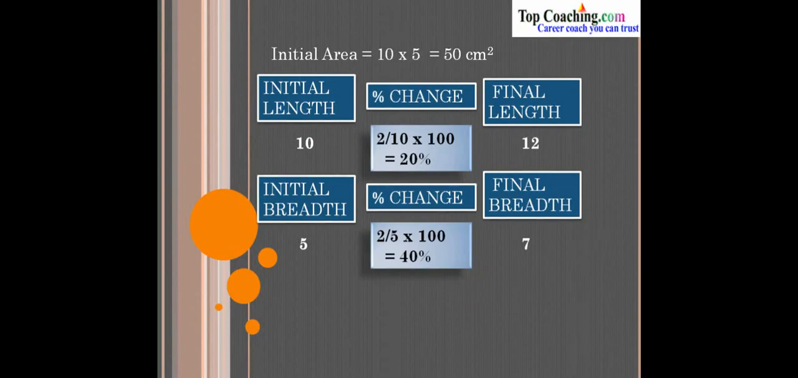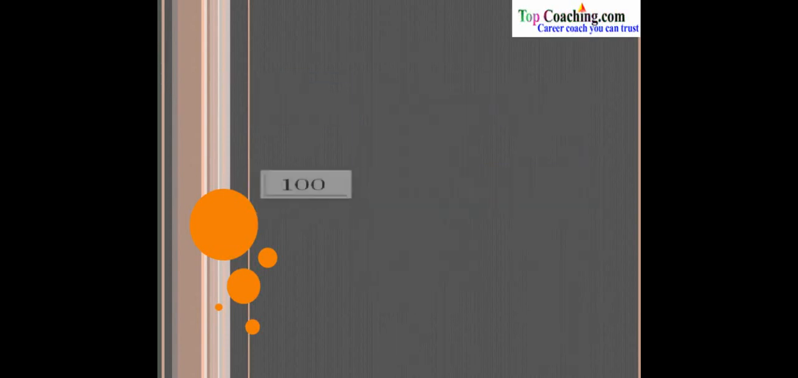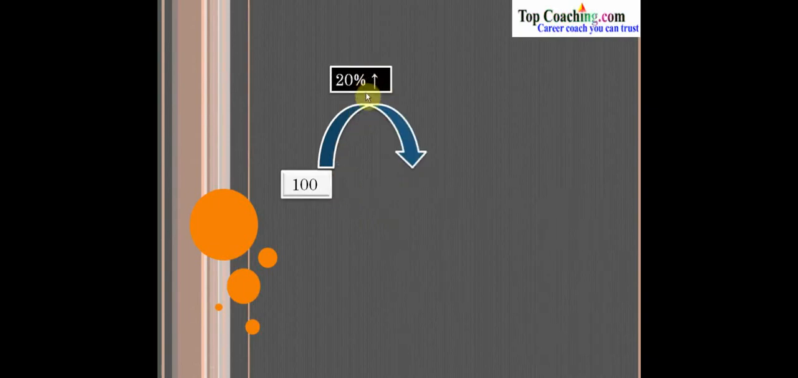Now we are going to find out what is the overall effect on the area of the rectangle. So both these quantities have increased. So what is actually the effect on the area, or what is the percentage increase in the area of the rectangle? Let us say that the area of the rectangle is equal to 100. Now there is an increment of 20% because the length increases by 20%, so the area should also increase by 20%. This becomes equal to 120. Now we have also seen that the breadth increases by 40%.